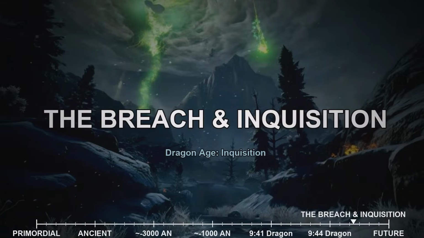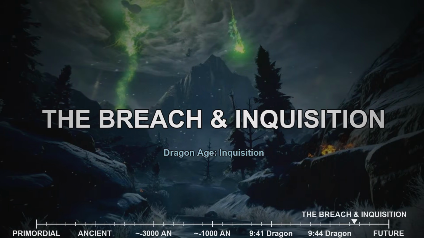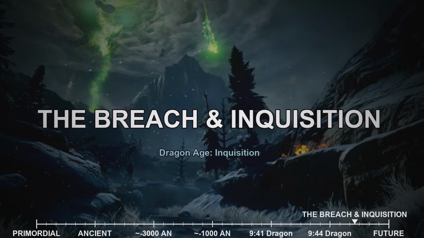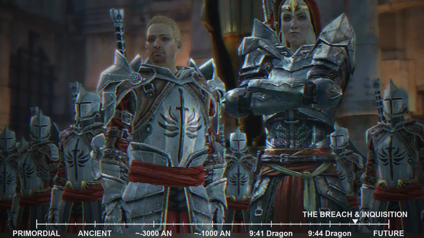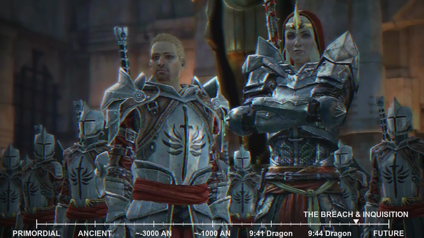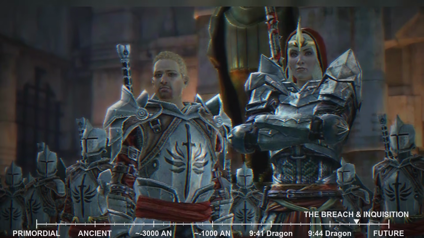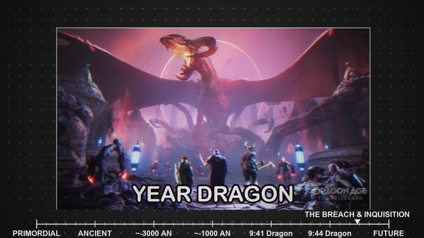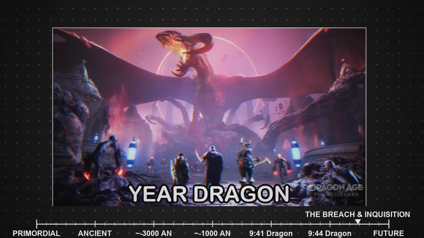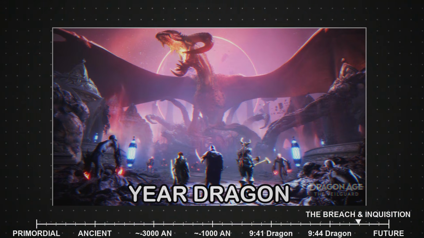As the tumultuous events of Dragon Age 2 drew to a close, with Kirkwall plunged into chaos and the Mage-Templar War igniting across Thedas, the Divine, the spiritual leader of the Chantry, desperately sought a resolution. This brings us to the year 941 Dragon, a period that would irrevocably alter the course of history and introduce a new, formidable power to the world.